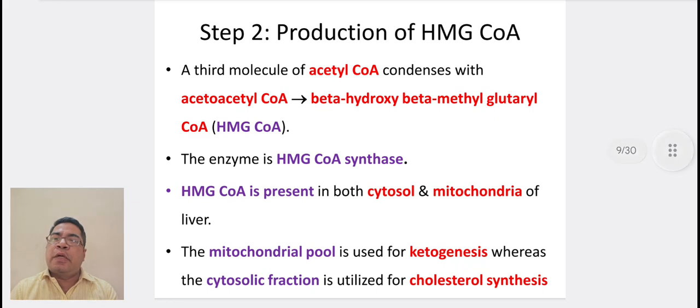The next step is production of HMG CoA. A third molecule of acetyl CoA condenses with acetoacetyl CoA and gives beta hydroxy beta methyl glutaryl CoA. The enzyme is HMG CoA synthase. HMG CoA is present in both cytosol and mitochondria of the liver. The mitochondrial pool is used for ketogenesis, whereas the cytosolic fraction is used for cholesterol synthesis.